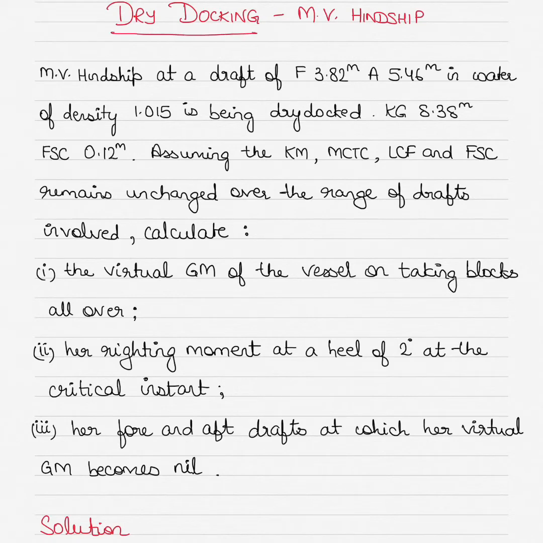Like I said, the topic is dry docking and it is from the MV Hindship series. It's an example from the MV Hindship booklet. So the question here is that the vessel MV Hindship is at a forward draft of 3.82 meters and aft draft is 5.46 meters. The vessel is in water of density 1.015, and this is important because the information provided in the hydrostatic tables of MV Hindship is for a water density of 1.025, that is the seawater density. So this is something you should note down at the very beginning.